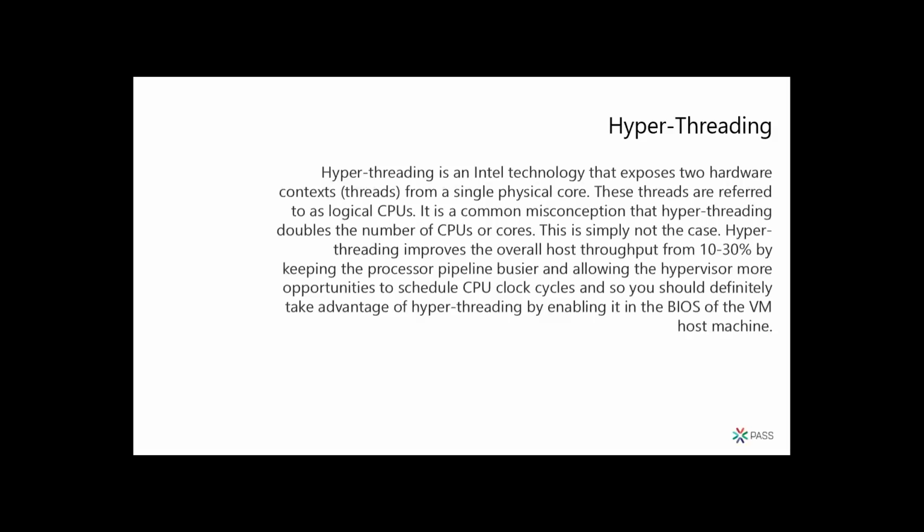Hyper threading is actually a hypervisor technology that exposes two hardware contexts from a single physical core. These threads are referred to as logical CPUs. It is a common misconception that hyper threading doubles the number of CPUs or cores. This is simply not true. Hyper threading improves the overall host throughput from 10% to 30% by keeping the processor pipeline busier and allowing the hypervisor more opportunity to schedule CPU clock cycles.